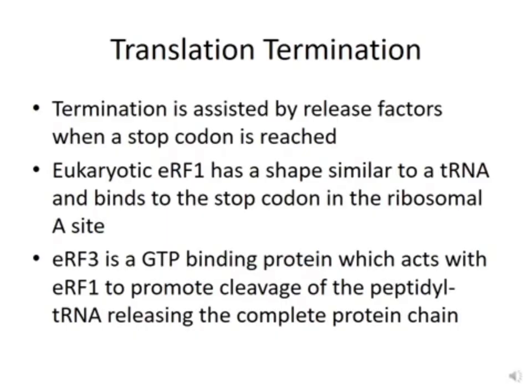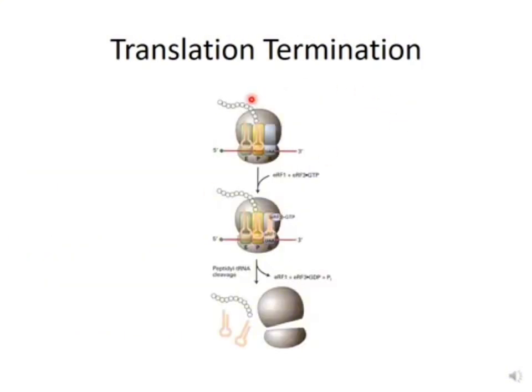Release factor 3 is GTP bound and acts with termination release factor 1 to promote the cleavage of the polypeptide chain from the tRNA on the P site to release the complete protein chain. So this is the ribosome. We have an empty tRNA in the E site, the P site with the growing polypeptide chain, and an empty A location with a stop codon on it.